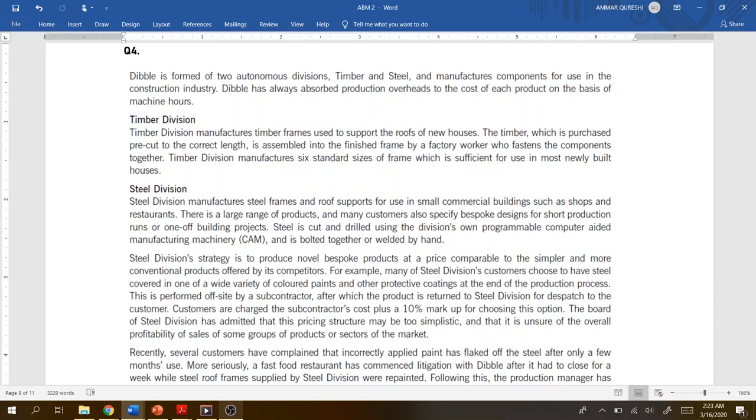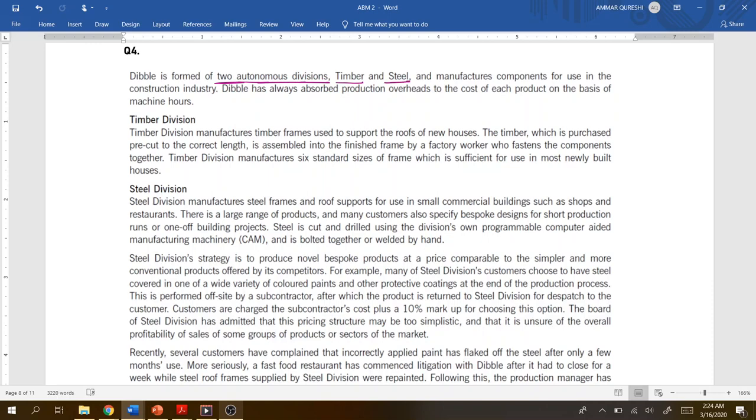Again, if you want to read this question on your own, you may pause this video and read it, try to understand it, and then you can continue with this video, right? All right, so DIBL is formed of two autonomous divisions, timber and steel, and manufactures components for use in the construction industry. Now, there are two autonomous divisions, right? The first one is timber and the second one is steel, which is used in the construction industry.